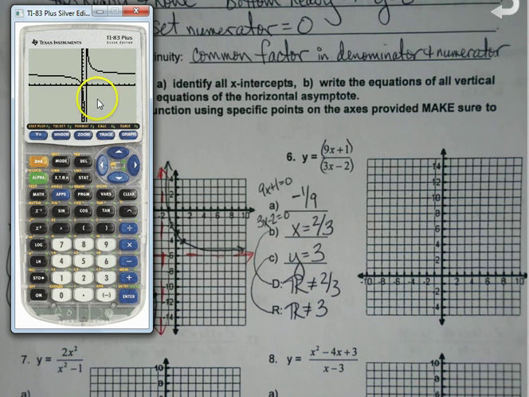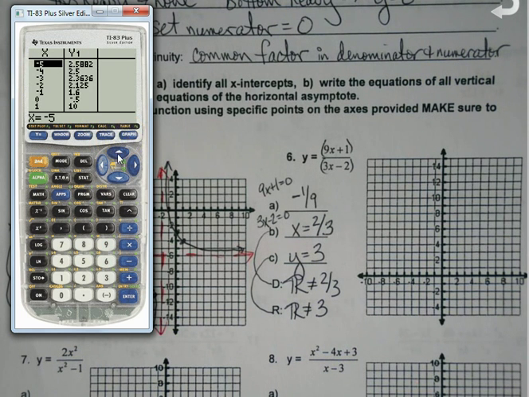Okay, so I see my picture. I do see that there's going to be an x-intercept, so I'm feeling pretty good about that. There's a vertical, the horizontal. Okay, I think we're in okay shape here. So I start looking, and I'm like, all right, let's see here. Now I'm not seeing my x-intercept.